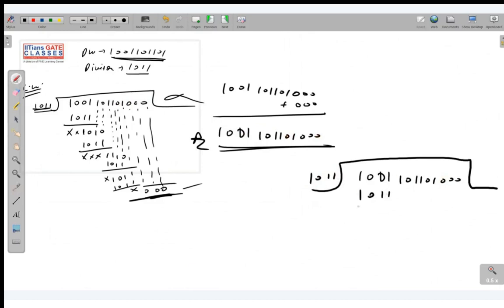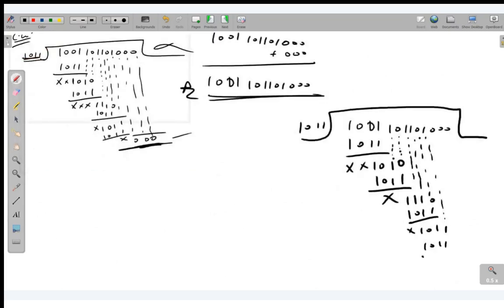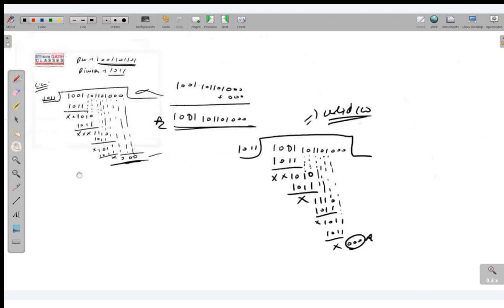1011, so cross. 1011, so crossed 1. And I will take this one, and this 0 1011. So cross. 101, I will take 1. And I will say 1011 crossed. And finally 000. So the remainder is 000. So this is a valid code word. If some remainder is coming, you will say no, it is not a valid code word.